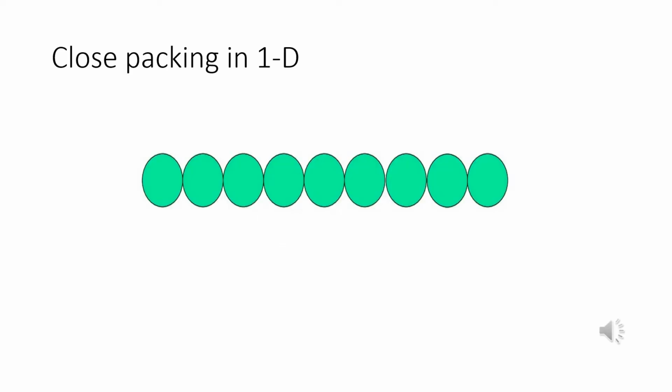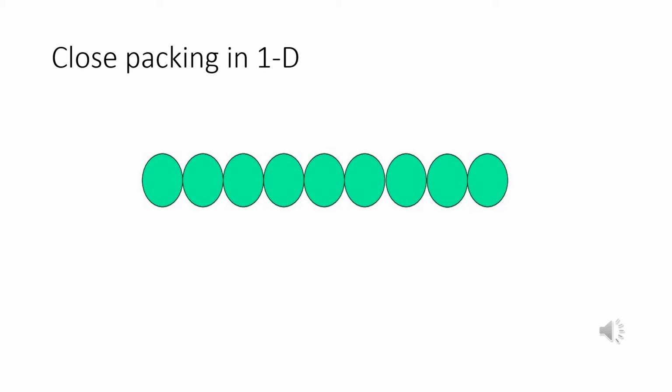Here the spheres are arranged in only one way. That is, the spheres are arranged in a row and touching their neighboring atoms. This arrangement is in a one-dimensional way, so it is called close packing in one dimension. And the number of nearest neighboring particles is known as the coordination number. What is the coordination number in the case of solids? The number of nearest neighboring particles is called its coordination number.